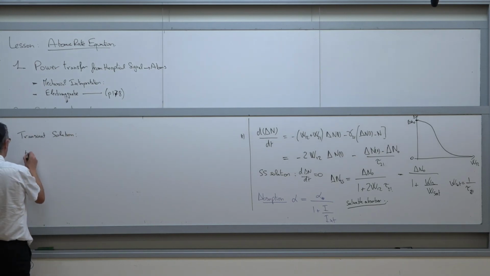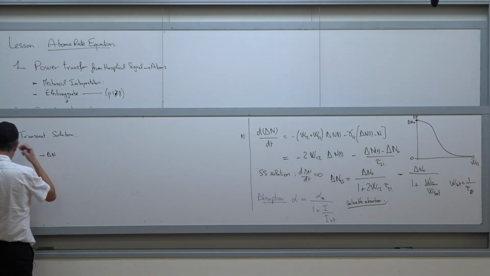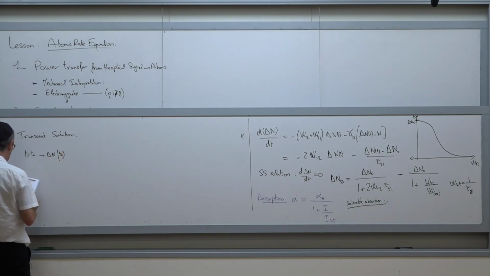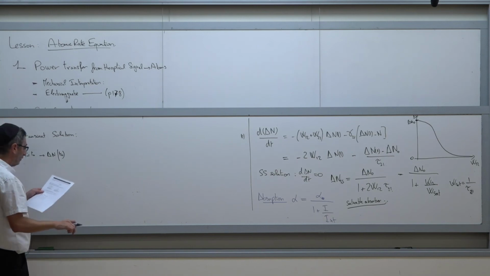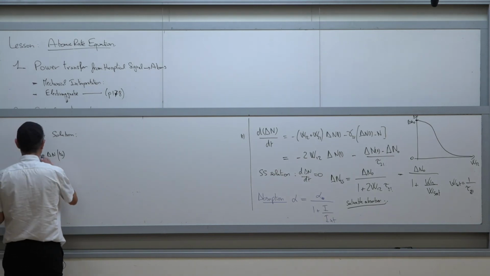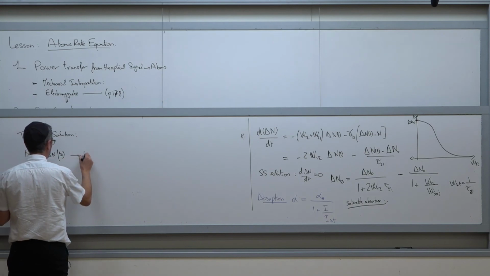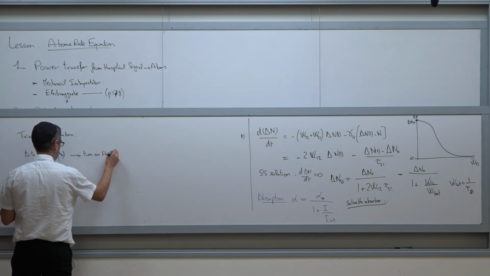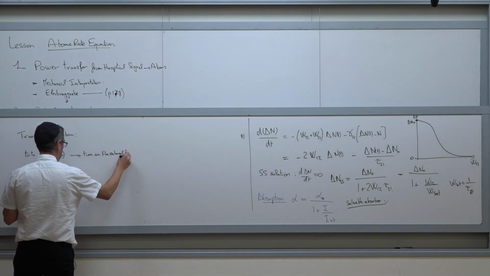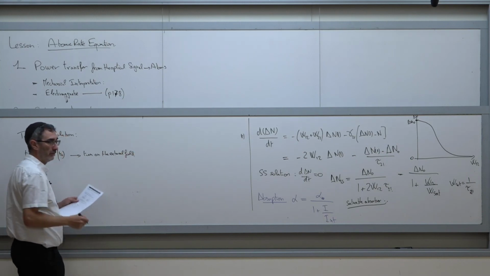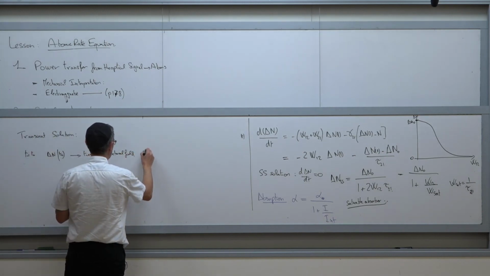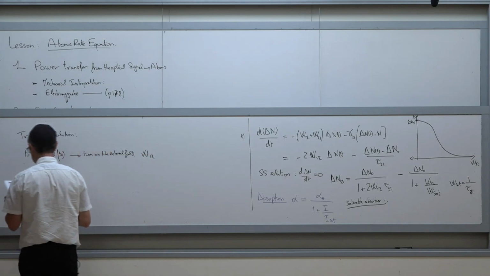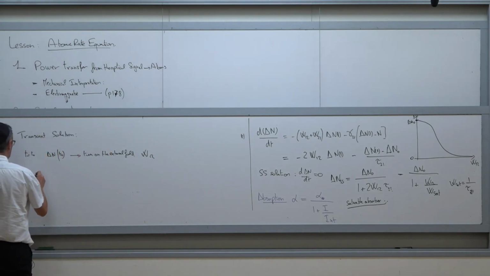Let's say that at t equal t0, you start from delta n of t0, and at that time, you turn on the external field at constant intensity, so E squared or W12. So the solution will be like that.